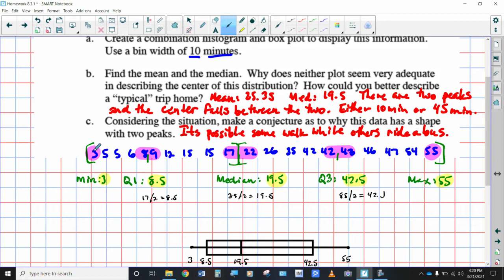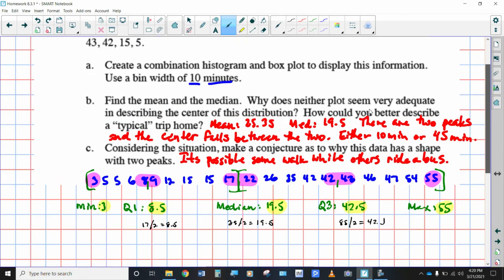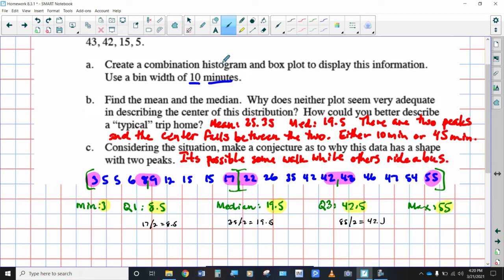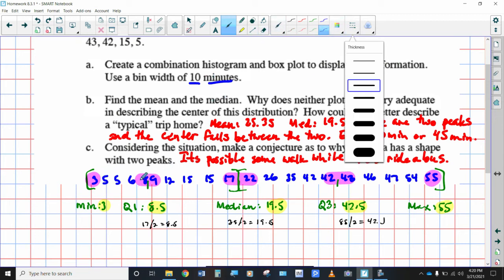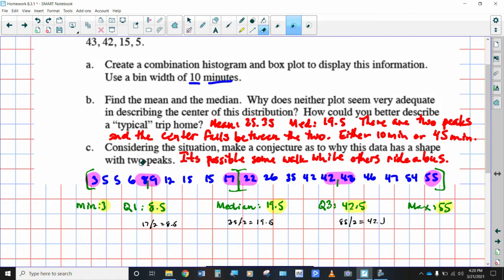Your minimum is easy to find. It's the lowest number. Your maximum is the highest number. Okay. Then it says, and we're going to get to the box plot in a second, but then it says you want a combination histogram and box plot, and we want the width to be 10. Okay. So in order for that to happen, we need to find, all right, so all the numbers between, oh, maybe that's what this was. Let me go ahead and get rid of these guys now. I bet I was doing a combination for the box plot or for the histogram.